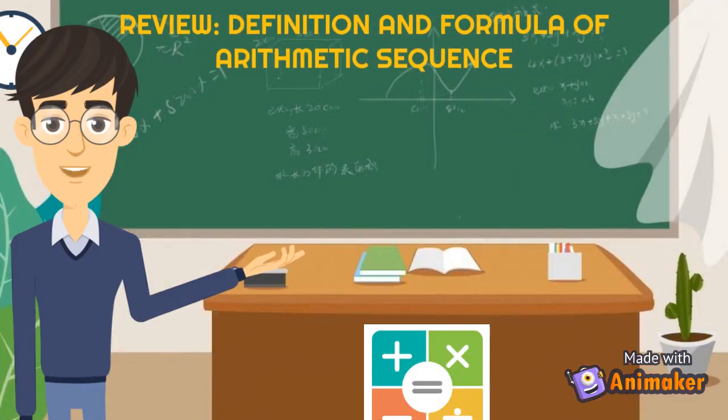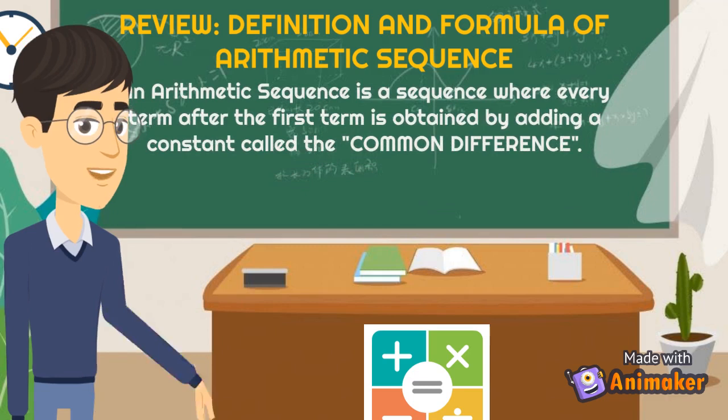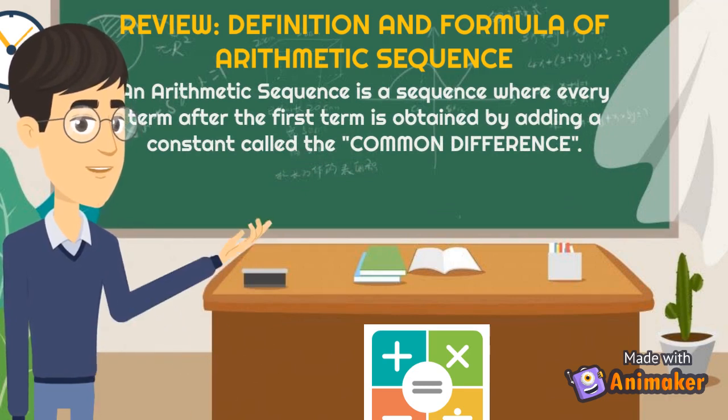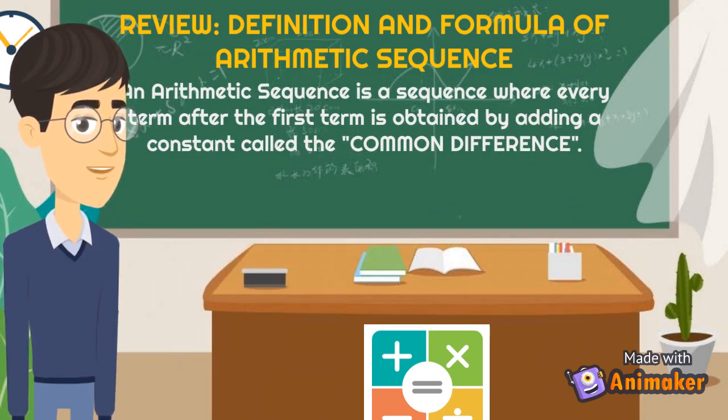Before going to the main discussion, let us review first the definition of arithmetic sequence and its formula. What is an arithmetic sequence? An arithmetic sequence is a sequence where every term after the first term is obtained by adding a constant called the common difference. This can be both increasing and decreasing depending on its common difference.